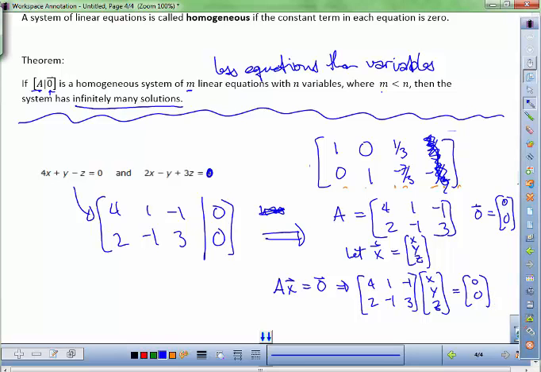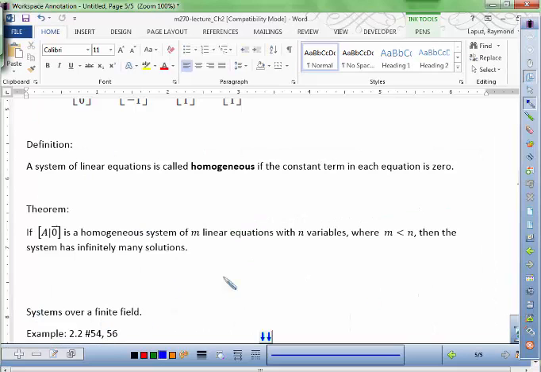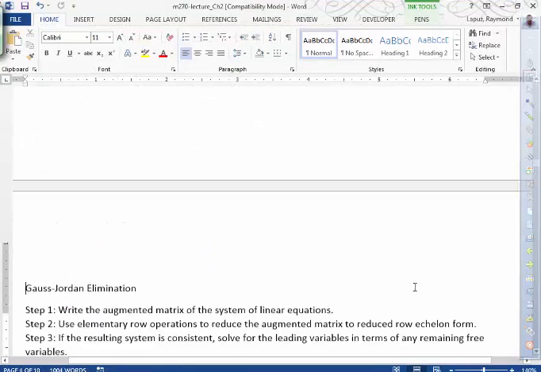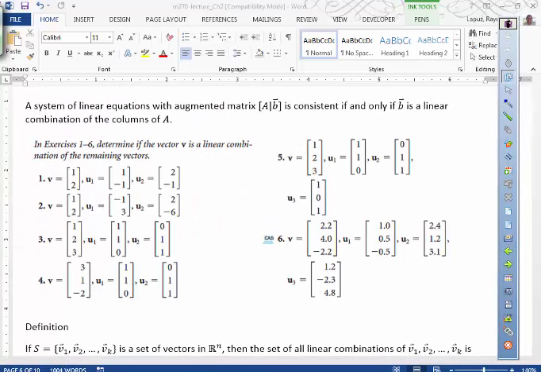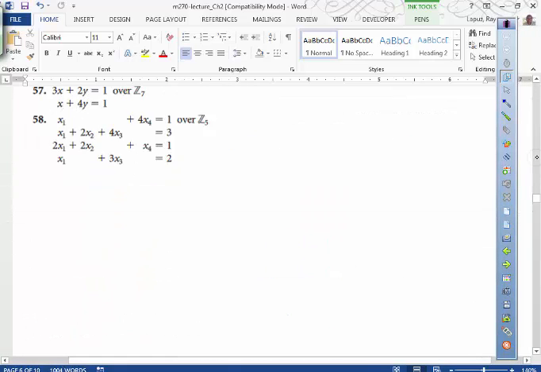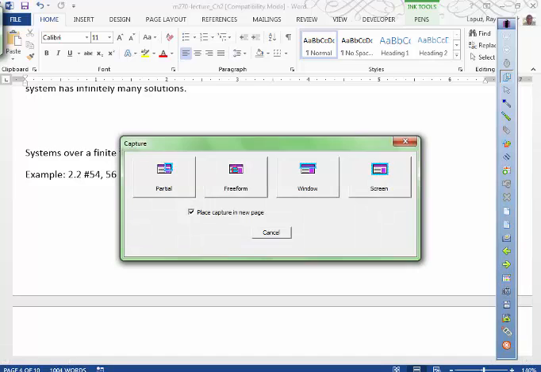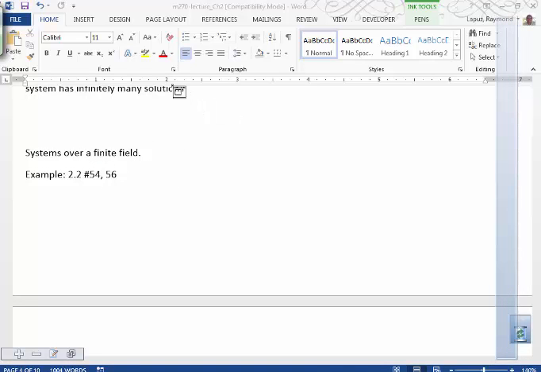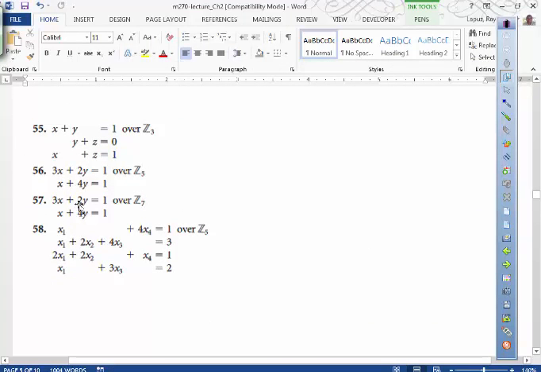Let's move on to finite fields. So for finite fields, really the only thing I can think about doing is an example. There are some examples that I picked out from the book. Let's do number 55 to start off with.